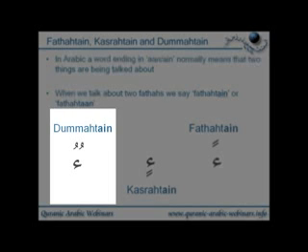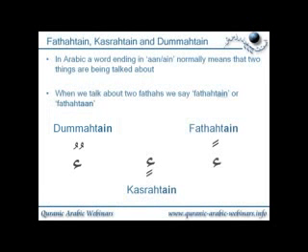And we have the dummahtain, which is two dhammas. Again, you could call this dummahtain if you wanted. So this is just terminology. We tend to use fathahtain, kasrahtain and dummahtain. That's more commonly used than the alternative pronunciations.